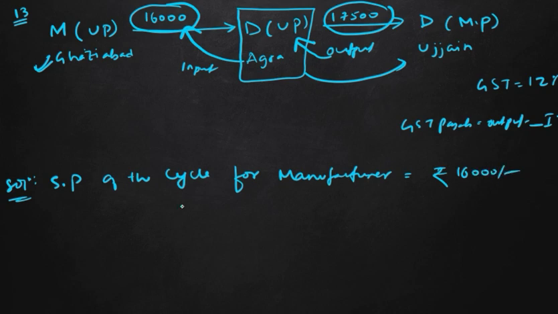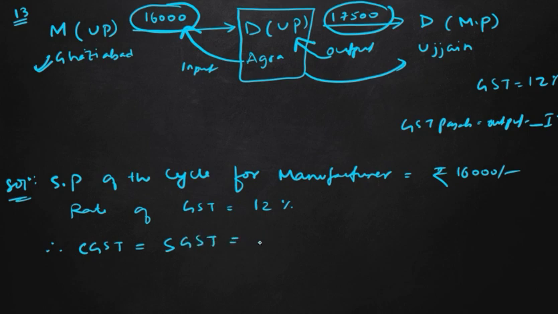Okay, and the rate of GST is 12%. Fine. So as the goods went from Ghaziabad in UP to Agra, that is the same state, our CGST will be equal to SGST. This will be 6%. Why 6%? Half of 12% is 6%, and 6% of rupees 16,000, if we calculate it, we will get 960.